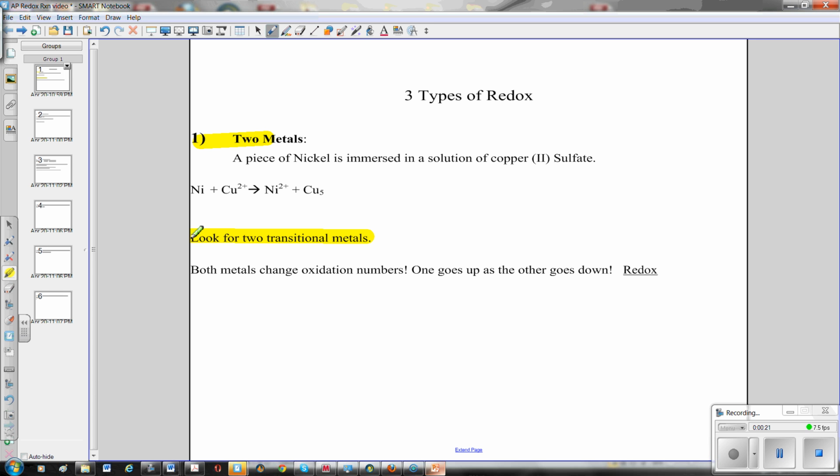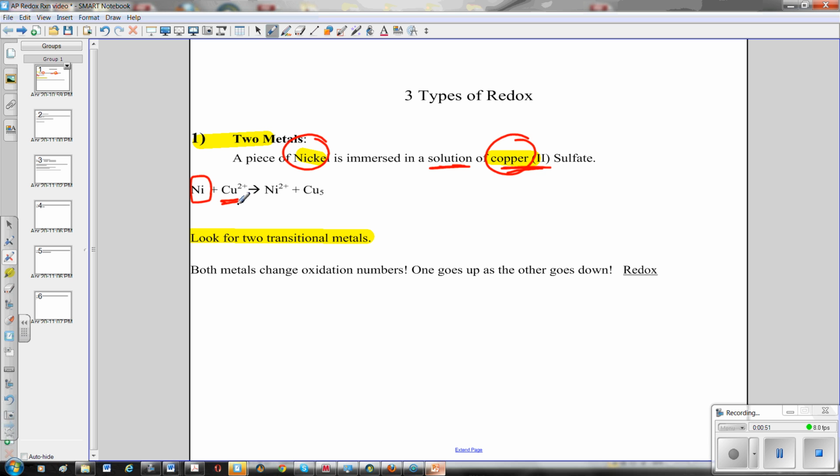So you'll see two transition metals. Notice I see nickel and I see copper. The easy 90% of the time, one is going to be in elemental form, which the piece of nickel is, or a solid, and the other one's going to be in a solution as an ion. So when I go to write this out, how do I show nickel as a solid? I just write Ni. Copper 2 as an ion, because of the word solution, I write Cu2+. As soon as you spot two transition metals, it's a redox reaction.